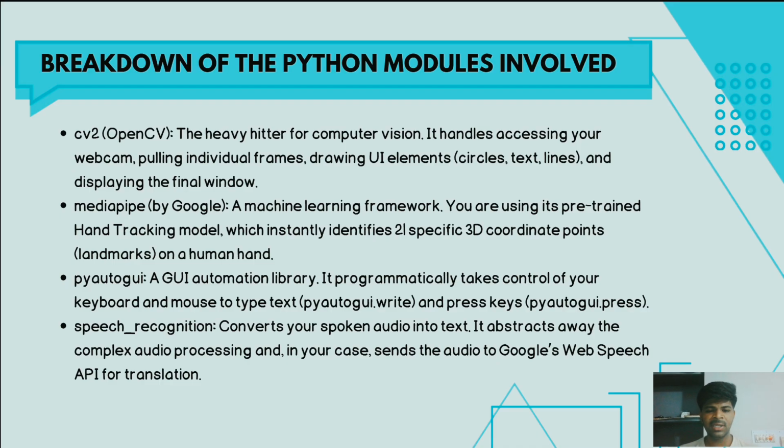This identifies the 21 specific 3D coordinate points or landmarks to identify your hand and the gestures we are going to show. Then the next one is PyAutoGUI, a GUI automation library. It programmatically takes control of your keyboard and mouse to type things out or to swipe from one app to another, or between Chrome tabs. And the next one is speech recognition, which converts your spoken audio into text. It abstracts away the complex audio processing, and it also uses Google's Web Speech API for translation.